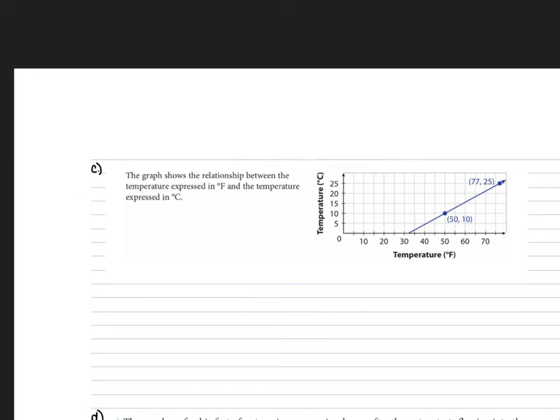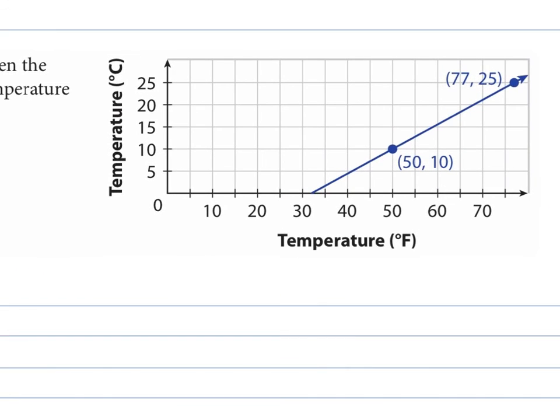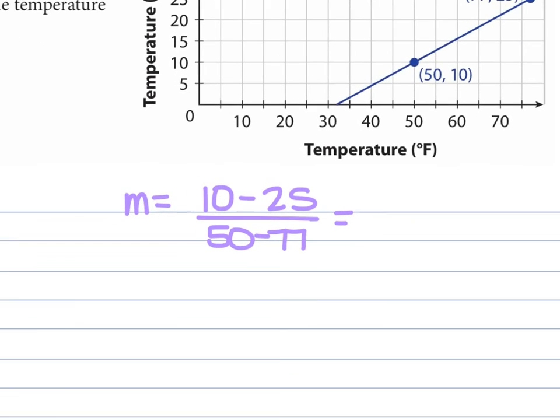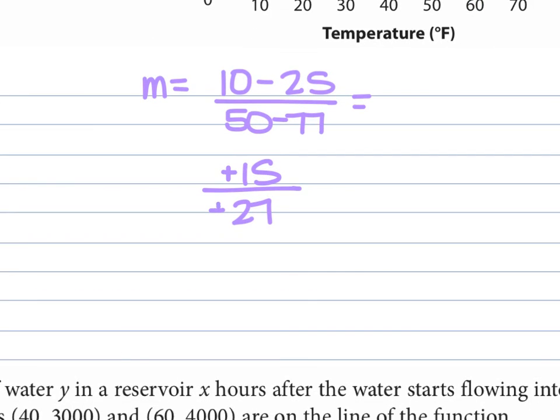For C, we're going to use 2 points again. So our slope is going to equal 10 minus 25 over 50 minus 77. The 10 minus 25 is going to give us negative 15. And the 50 minus 77 is going to give us negative 27. They are both going to become positive. They're both divisible by 3. So this is going to become a 5. This will become a 9. So our slope is 5 over 9.